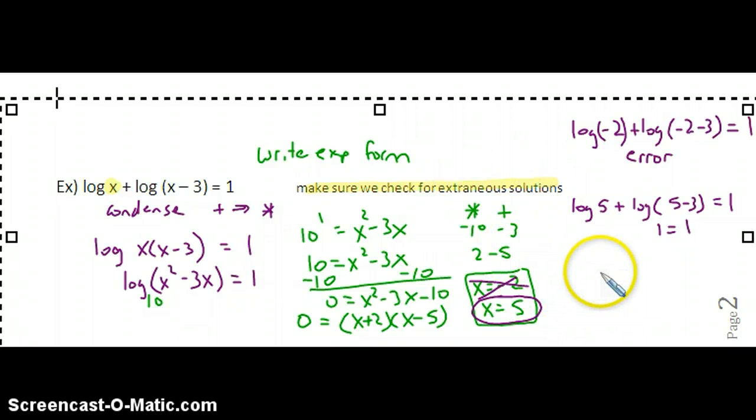Now that doesn't mean that it always will be extraneous. It's just for this specific example, because we were taking the natural log of whatever, or the regular log of whatever that answer was, it's going to end up giving us that error because we can't take the log of a negative number. So it's always key to check for extraneous solutions.